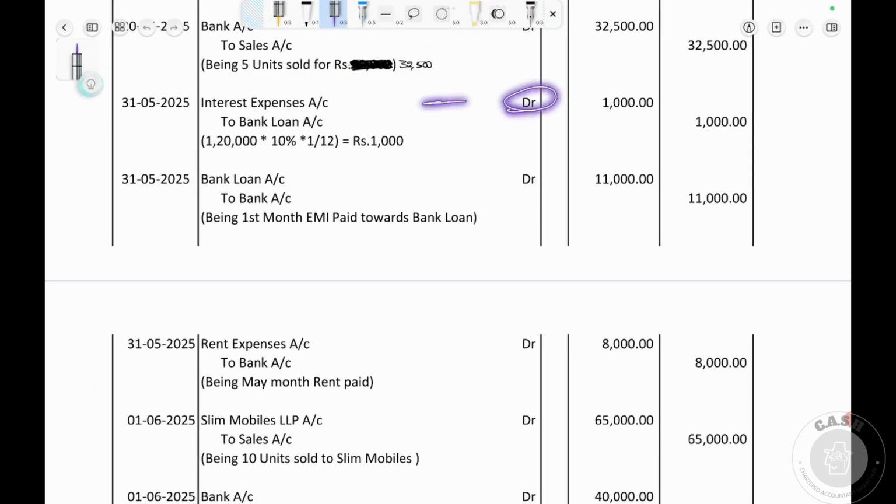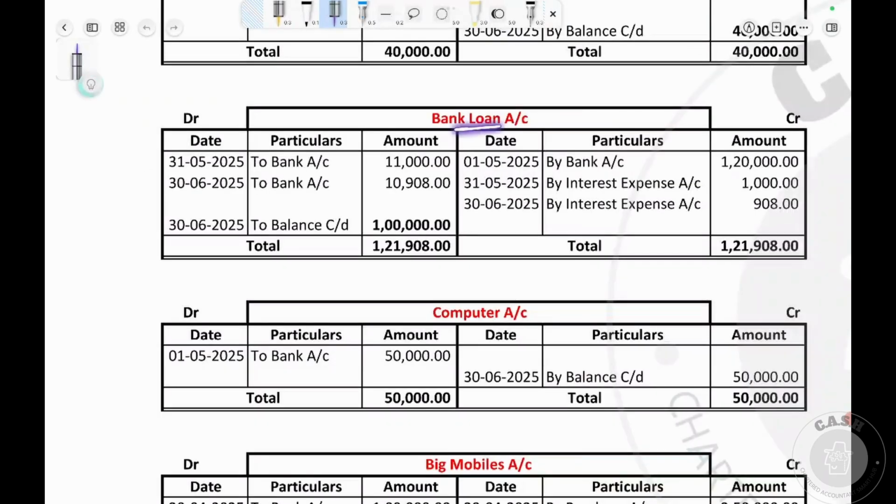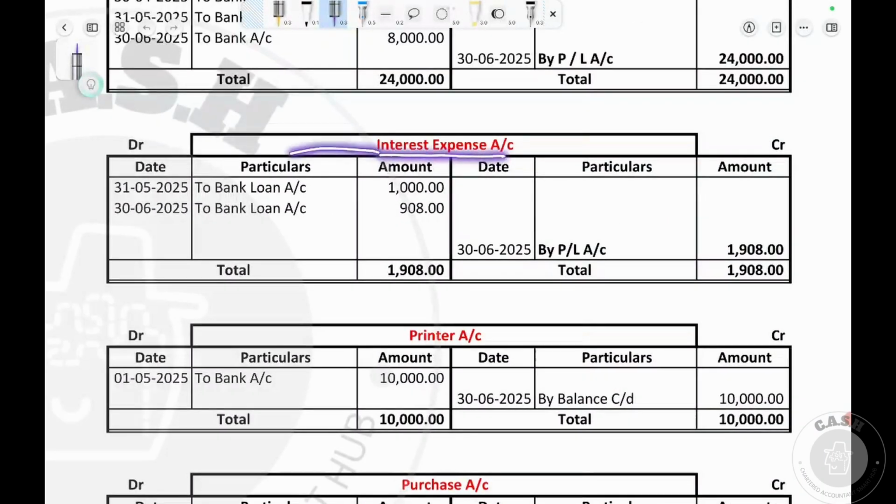Interest expense account debit to bank loan account. Interest has been charged by the bank loan account. The bank loan account is the loan giver. It charges interest, so credit the giver. The interest expense account is charged by the bank loan account. Debit all expenses and losses.